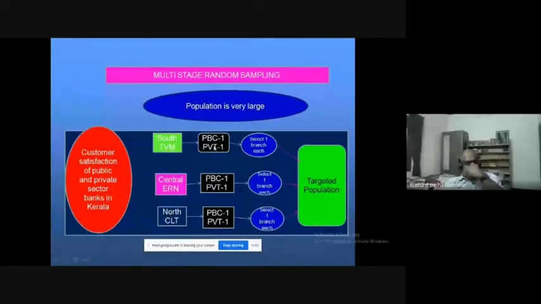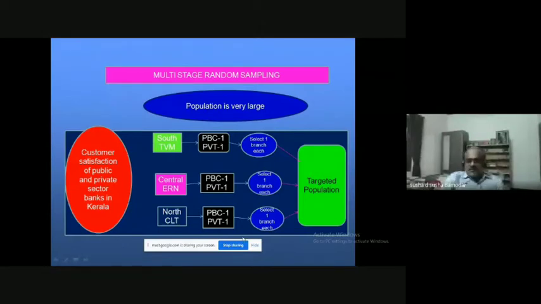Then we select 1 public sector bank at random, and 1 private sector bank at random from the district of Trivandrum in the southern region. In the central region, Ernakulam, we have already selected the district. Then we select 1 public sector bank and 1 private sector bank. From Calicut, the northern area, we follow the same procedure. This is the first stage. This is the second stage.